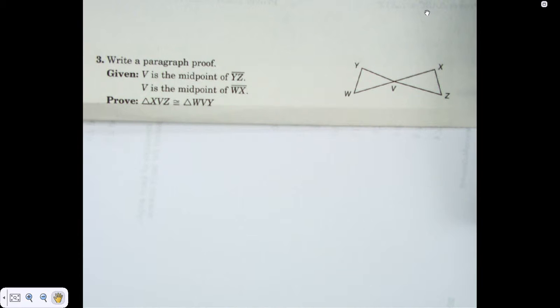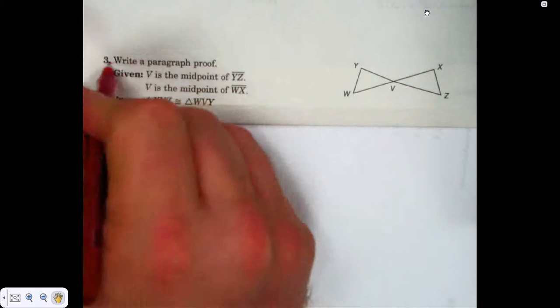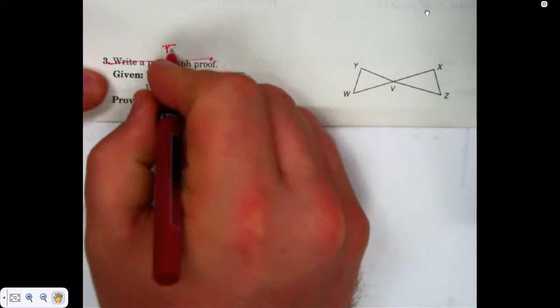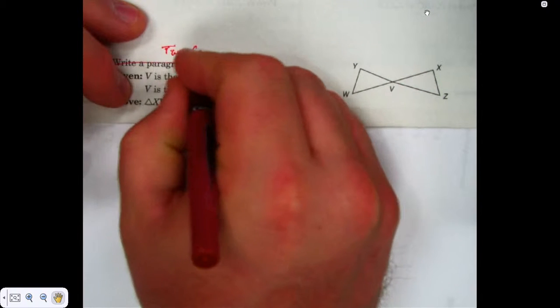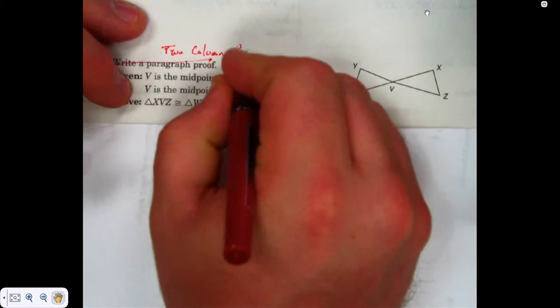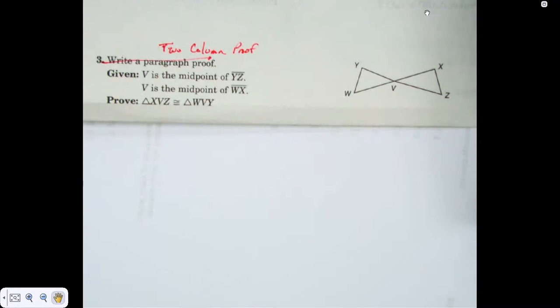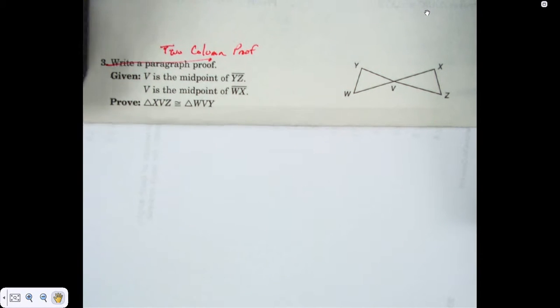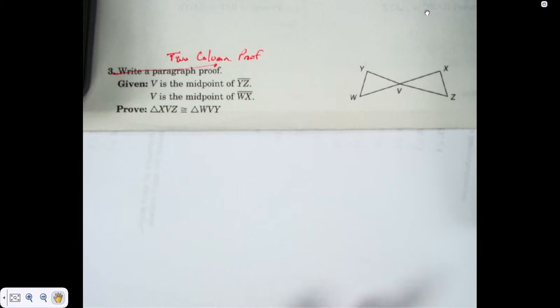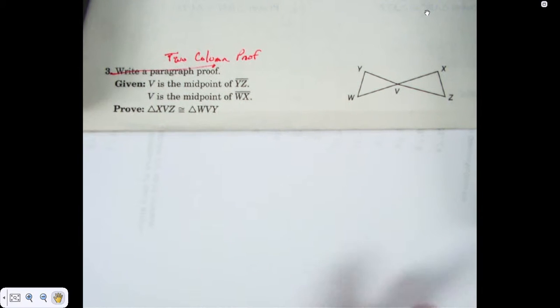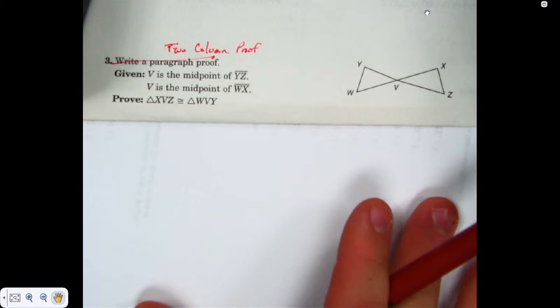Everybody got that down? Yes. We're gonna do number 3, except we're not gonna do a paragraph proof, we're going to do a what? 2 column. 2 column proof. Okay, this is the last one we're doing. Now, if you look at this.